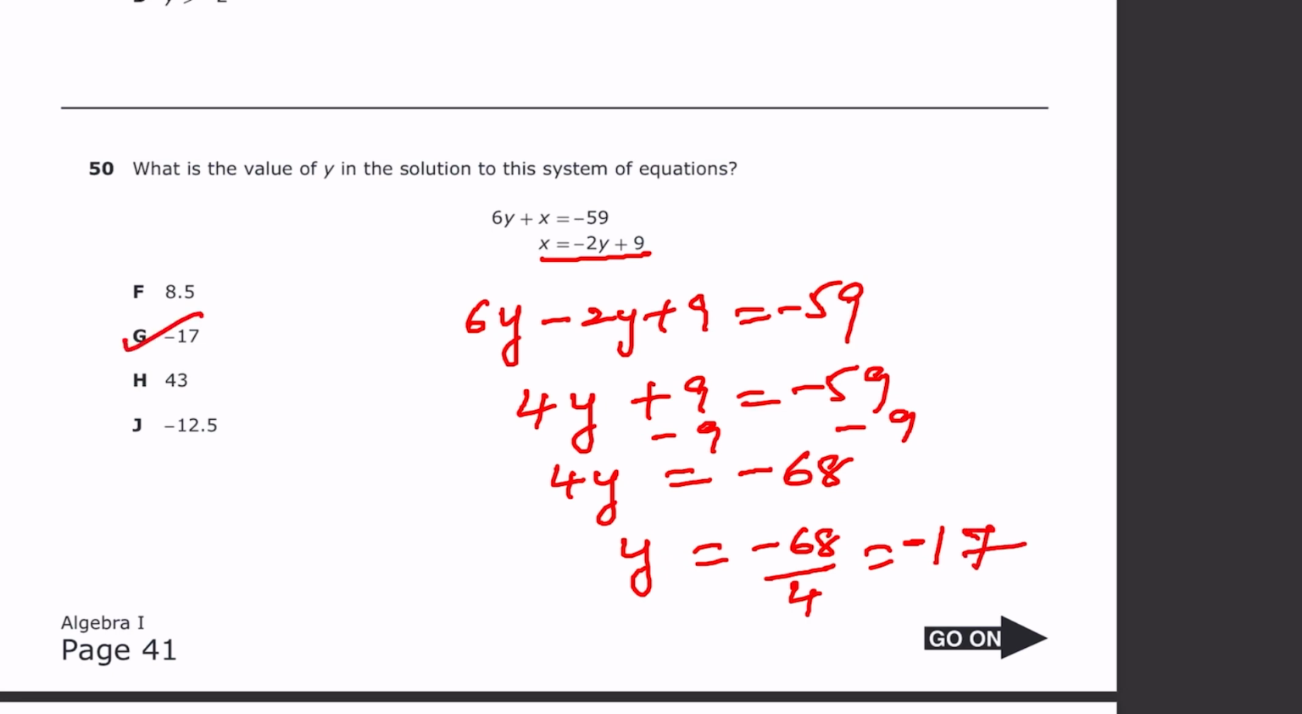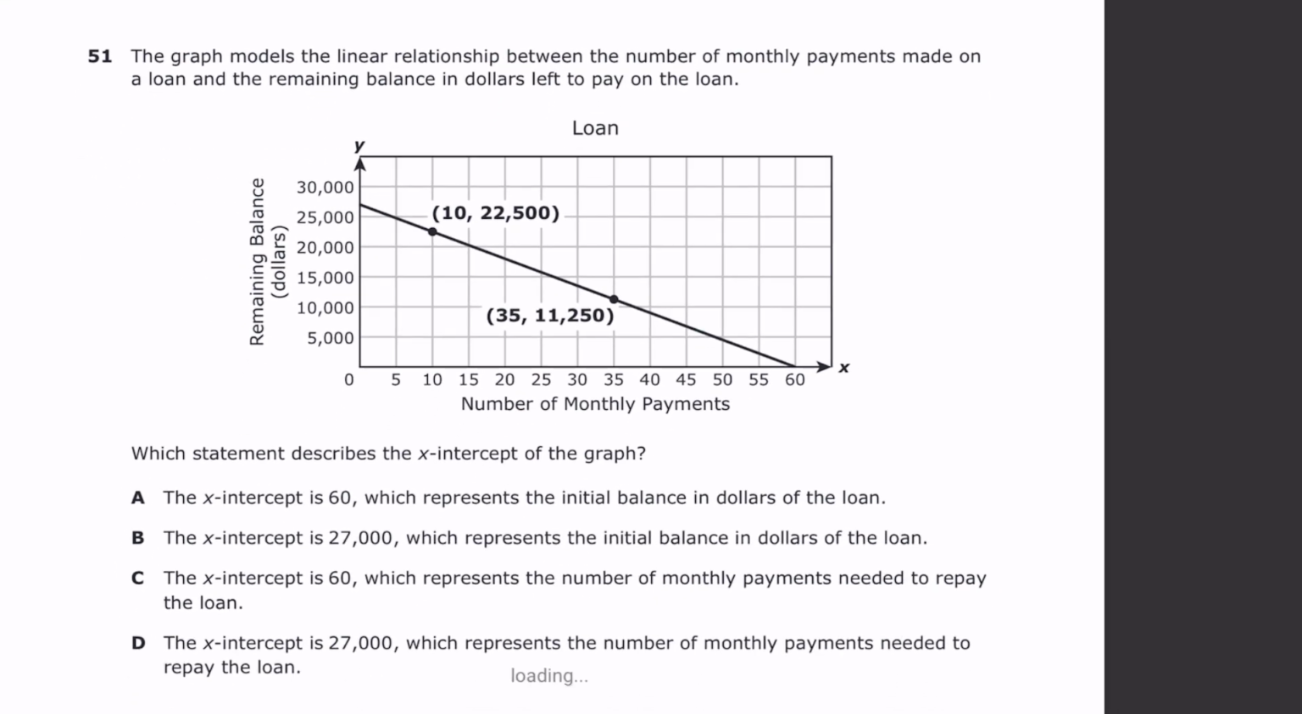G is the answer. Now next, going into the 51st problem, the graph models the linear relationship between the number of monthly payments made on a loan and the remaining balance in dollars left to pay on the loan. Which statement describes the x-intercept of the graph? The x-intercept is where y is equal to 0. So when y is equal to 0, the x-intercept is 60, which represents the number of monthly payments needed to repay the loan. So C is the choice.